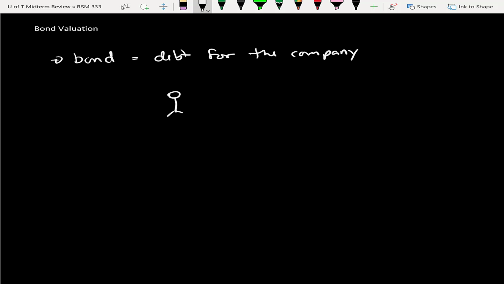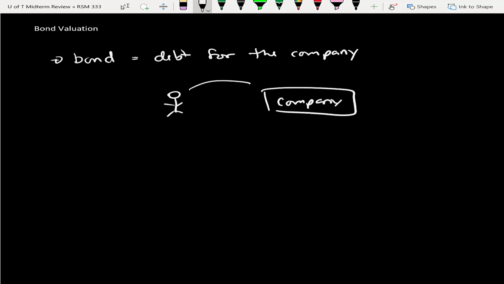Now I'm going to go over how to value a bond, but before I do that, let me just go over the overview of what a bond is and how it works. So as I said before, a bond is equal to debt for the company. If you buy a bond, you're loaning the money to the company, and the company is borrowing from you instead of borrowing from the bank.